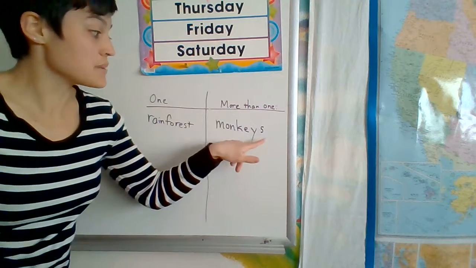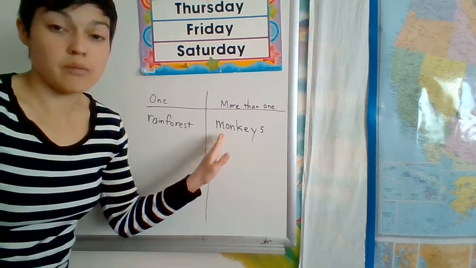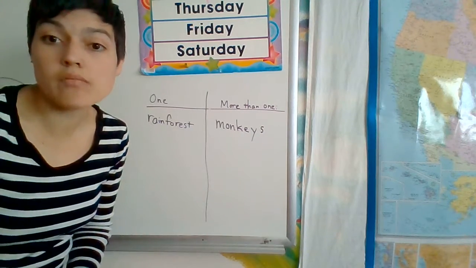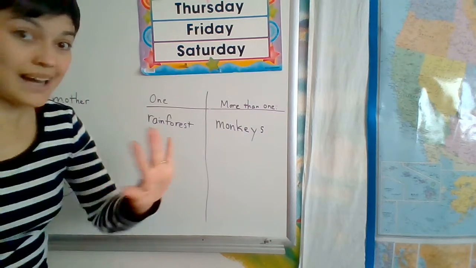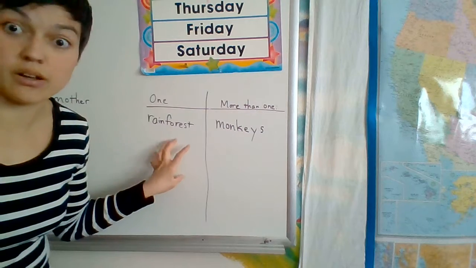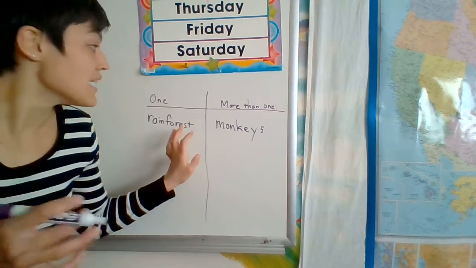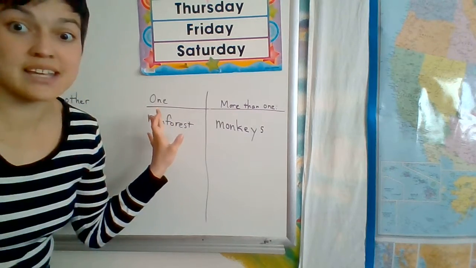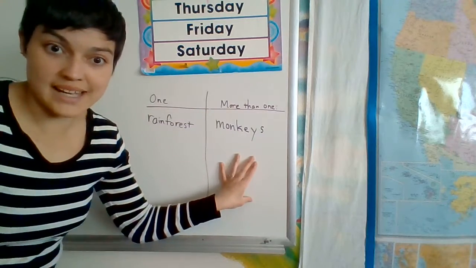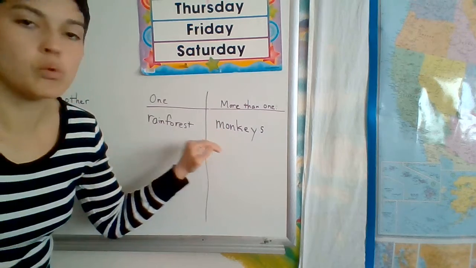All right, so because I added the S to the end, I made monkey, the noun monkey, more than one, monkeys. Okay, now I want you to find 5 nouns that name one thing to put in your column on the left side of your chart on a piece of paper. Label it with your name and today's date, and you can send it in with the rest of your work. And on the right side of your chart, I want you to list 5 nouns that name more than one thing.